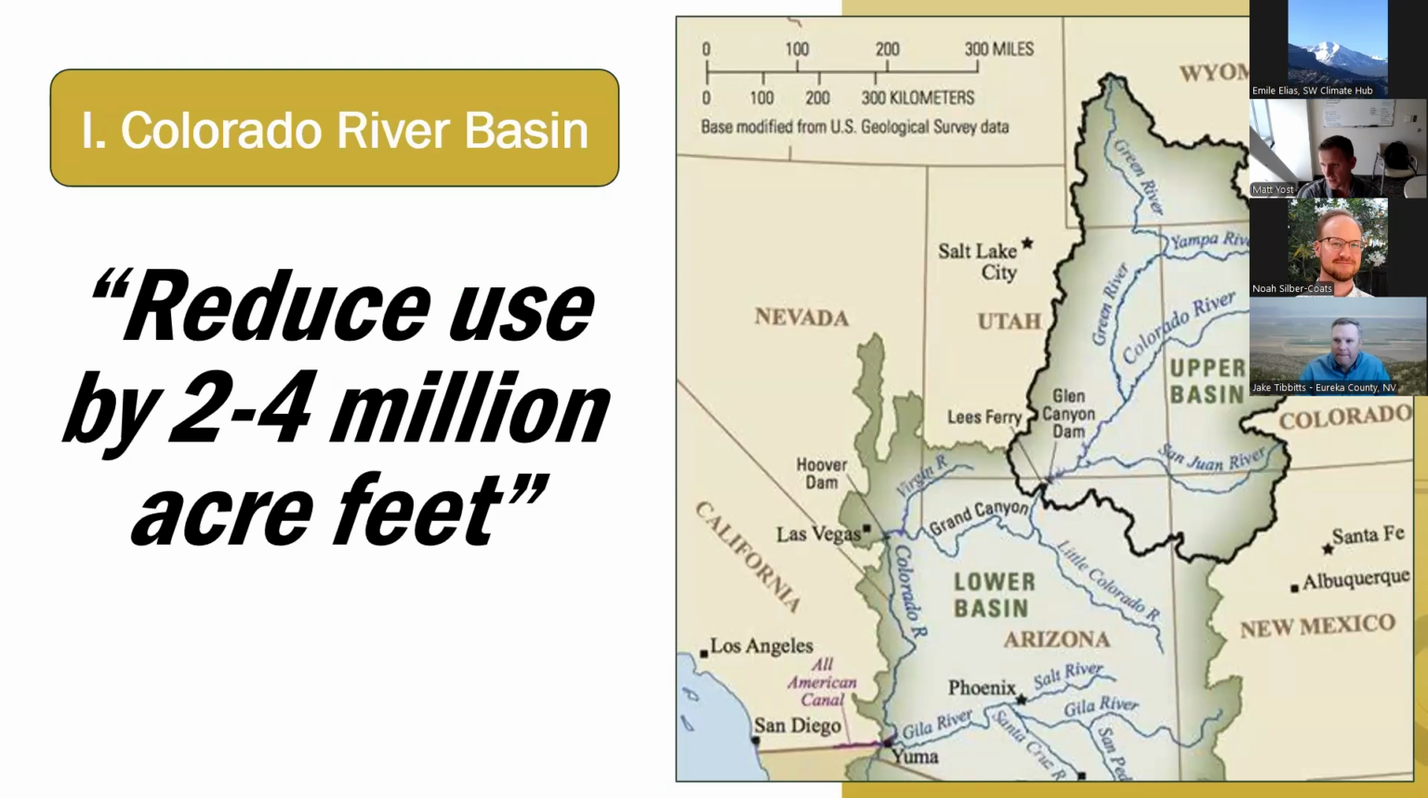Ongoing, large, complex issues with the Colorado River Basin. It serves about 40 million people in total. It represents about half of the irrigated land in Utah. So a big chunk.